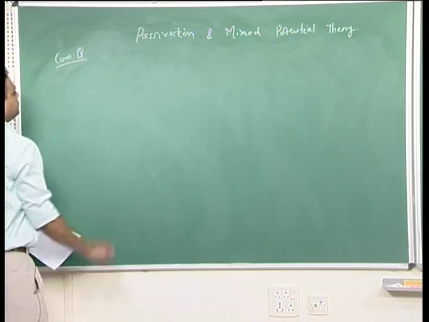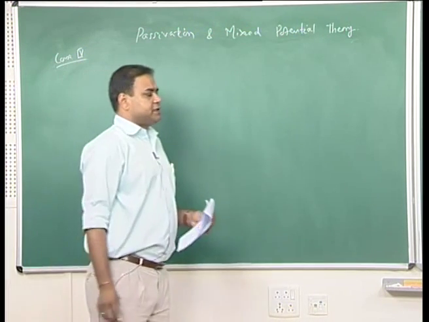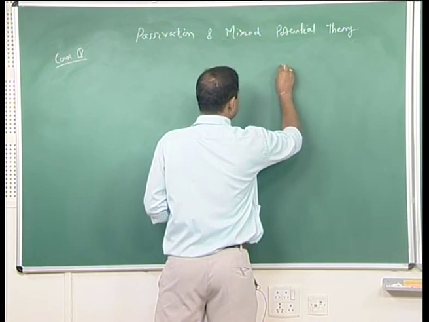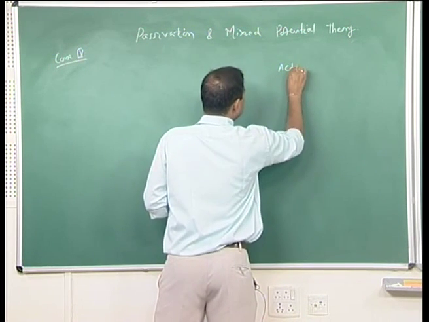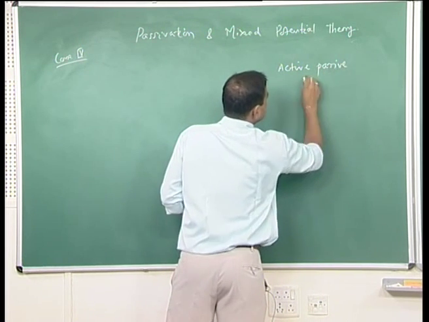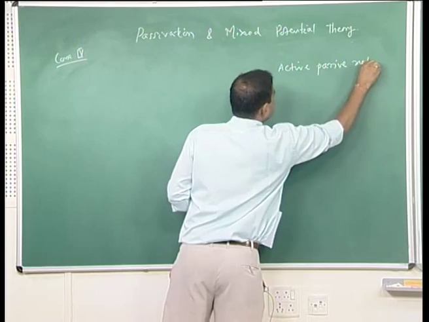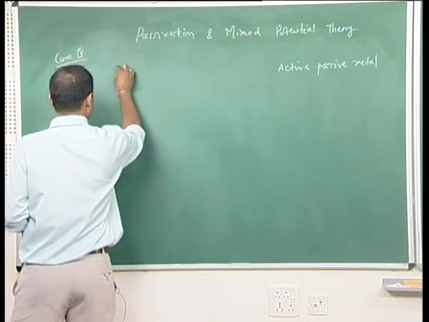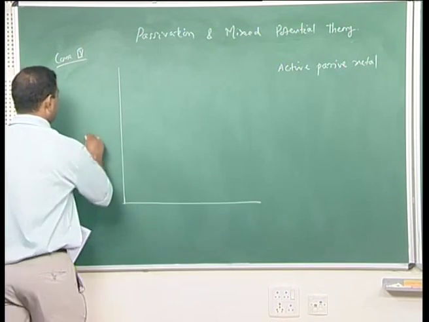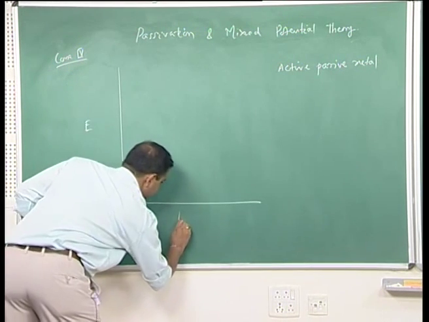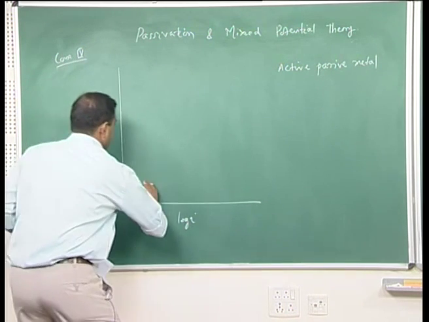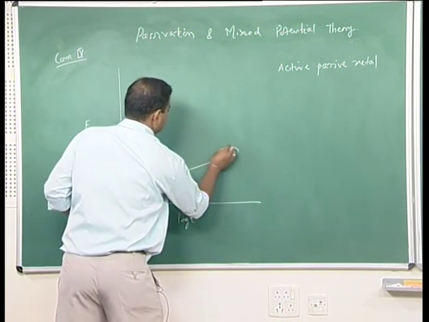Case 4. Let us say you have a metal which is an active passive metal, where you have your polarization plot. If you do anodic polarization for that, E versus log I, in that case my polarization plot would be like this.